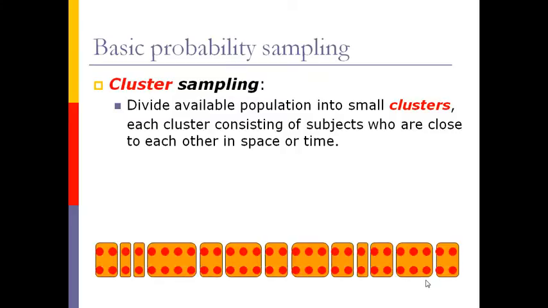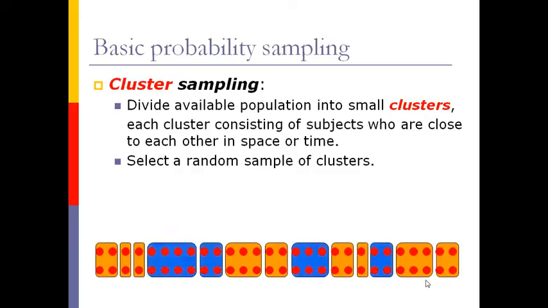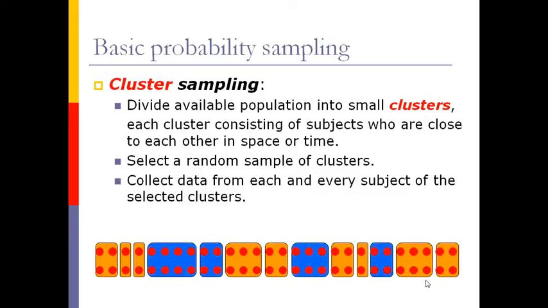So we divide that available population into groups, and then we select a random sample of clusters. Okay, we're going to pick those. And then finally we collect data from each and every subject of the selected clusters. So this is called cluster sampling, and it has a certain amount of randomization in it, but also notice that it involves a certain amount of convenience, in the sense that we collect information from people who are close to each other, so it's a little bit easier for us to collect the data.